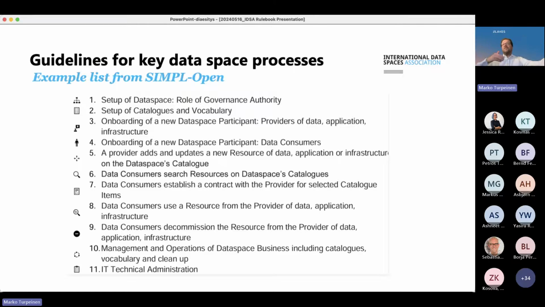So again, this is something that the rulebook is helping to define. In these different processes, when you go step by step and define what these are, the rule book is giving guidance. Yes, you need to have catalogs, and this is the function that the catalog needs to fulfill. Yes, you need to onboard participants, and it's the role of the data space governance authority to set that up. I just wanted to make the link between the work that we've done and the work that's now ongoing in the Simple project.